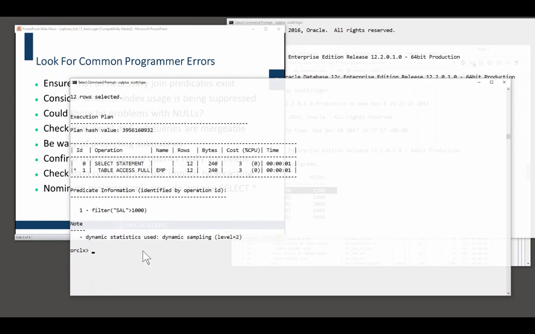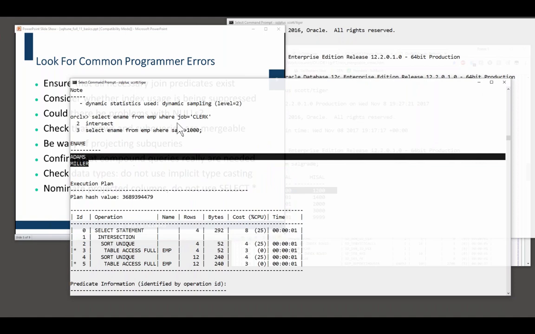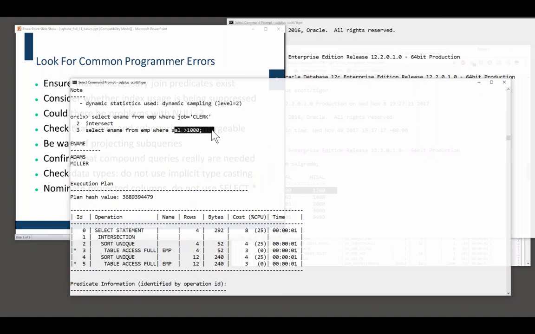So the easy way to do it is like this. Clerk intersects that. You've already got your queries. That's the easiest way to combine the predicates. And back comes the answer. It's only Adams and Miller for clerks with salary over 1,000.